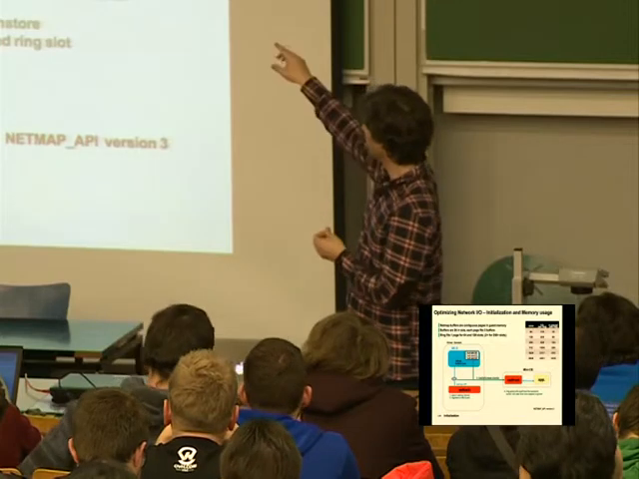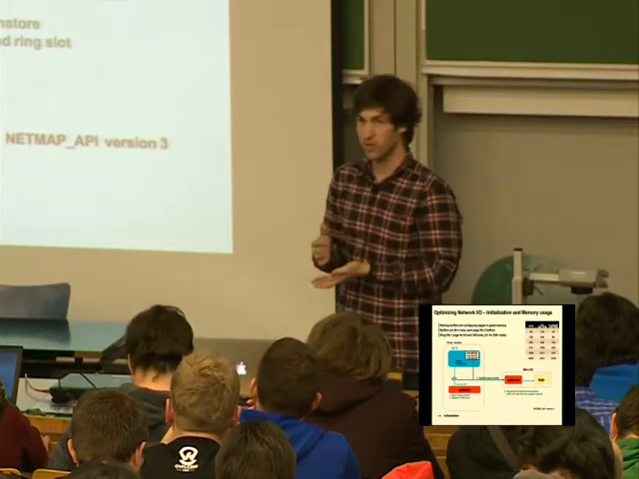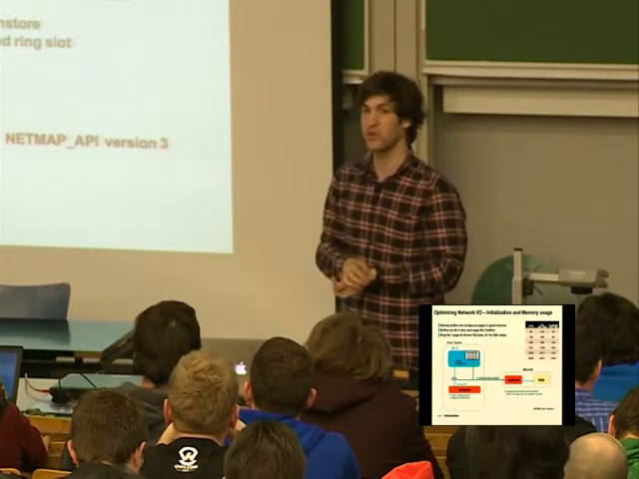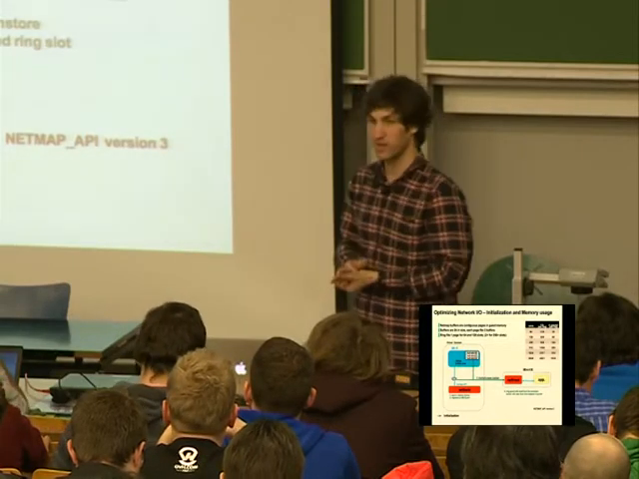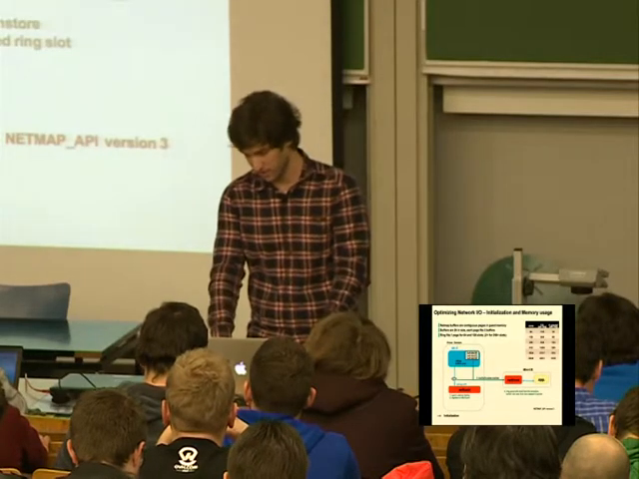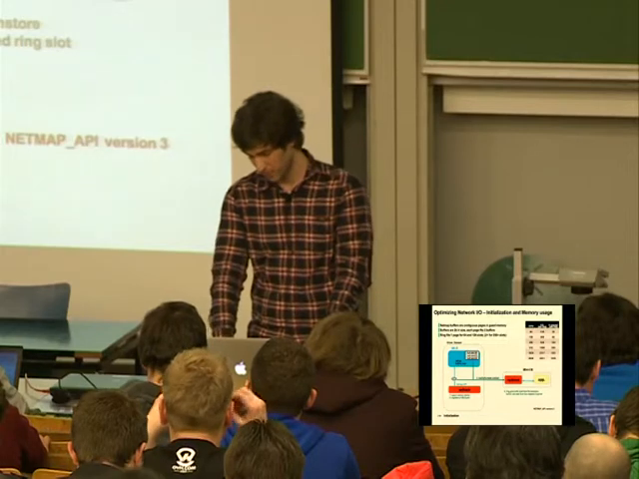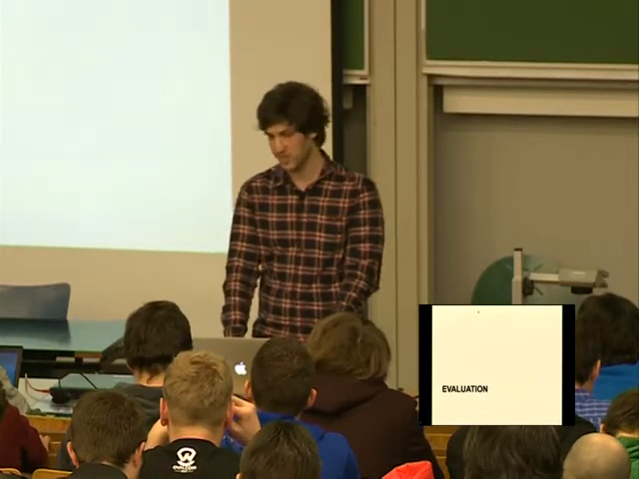So to run our ClickOS VM, the minimum memory requirement is for 64 ring slots, which is 6 megabytes in total. And we drive 10 gigs with this ring size as well.